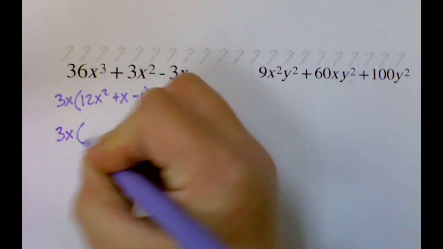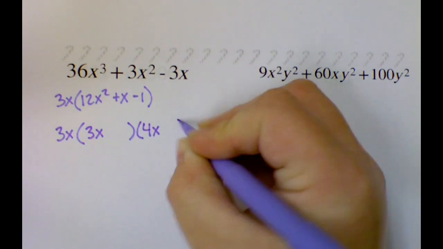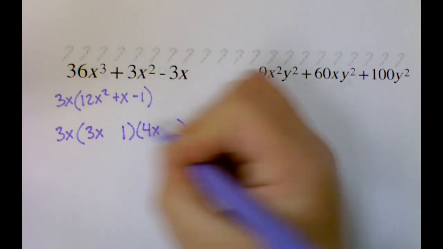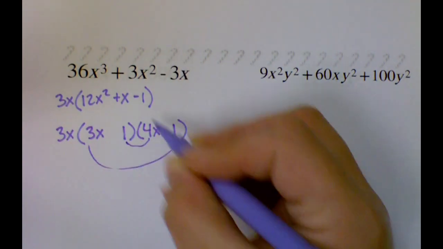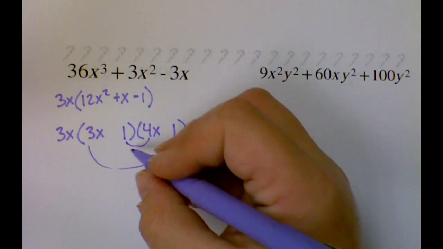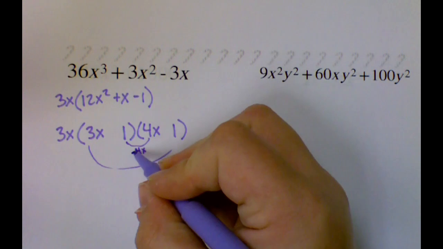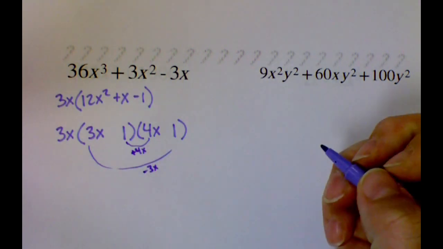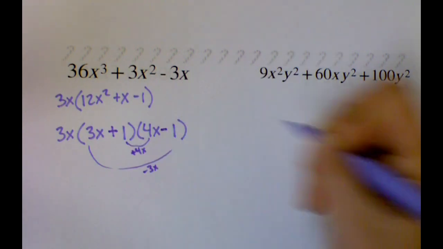Well, the most likely way that I think to break apart 12x squared is 3x and 4x. The only way to break apart a 1 is a 1 and a 1. Check my inside and my outside to try to get a plus x in the middle. I got a 4x and a 3x. This will work if it's a positive 4x and a minus 3x. So this first one gets a plus, the second one gets a minus.